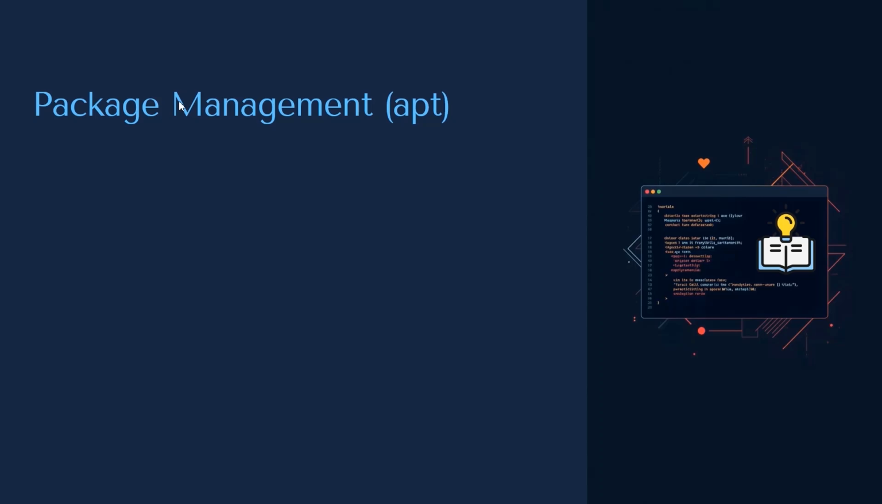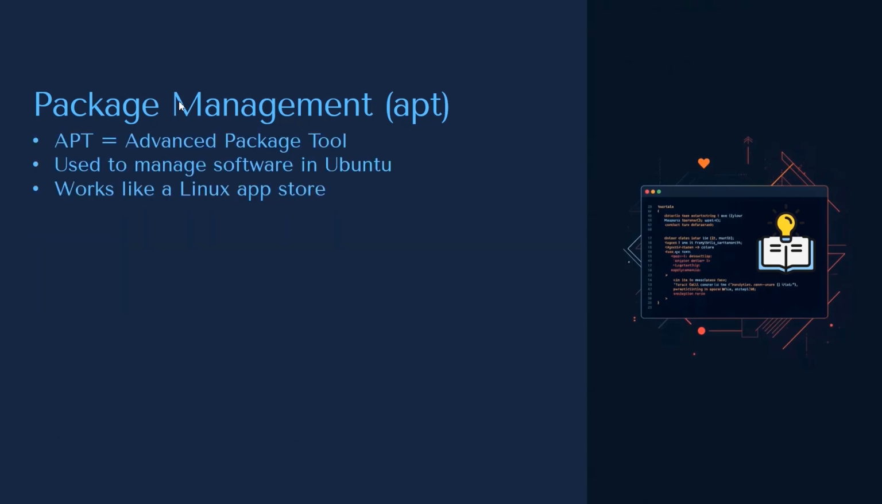Now let's understand package management in Linux, which is very important when working on Ubuntu servers. In Ubuntu, we use something called APT, which stands for Advanced Package Tool. You can think of APT like a Linux app store, but instead of clicking buttons, we use commands to install any packages. So basically, it helps us to install, update, and manage software directly from the terminal.